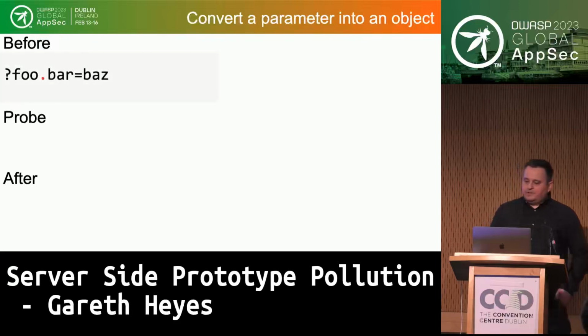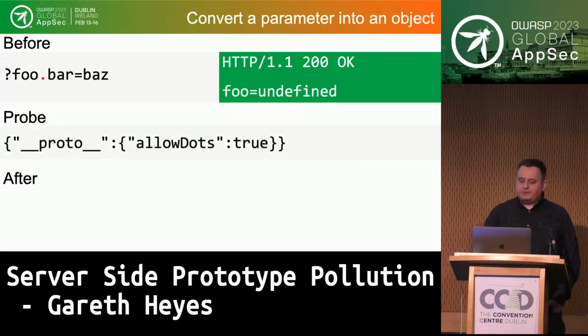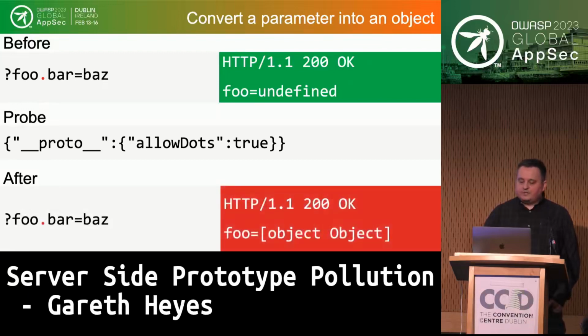So this technique allows you to change parameters into objects. Here we use foo.bar equals baz, and what we get back is foo is undefined. So the server is reflecting foo. What we can do is inject prototype pollution with allow dots, and this will convert it into an object. When we send the request again with foo.bar equals baz, we actually get an object back.